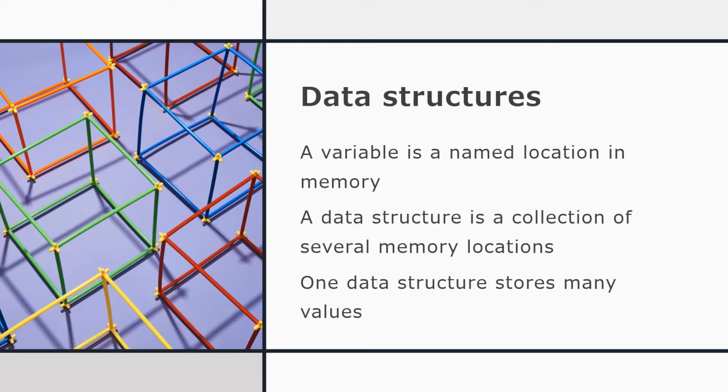What is a data structure? As you know, a variable is a single named location in memory. It can store one value. A data structure is a collection of several memory locations. Therefore, one data structure can store many values.